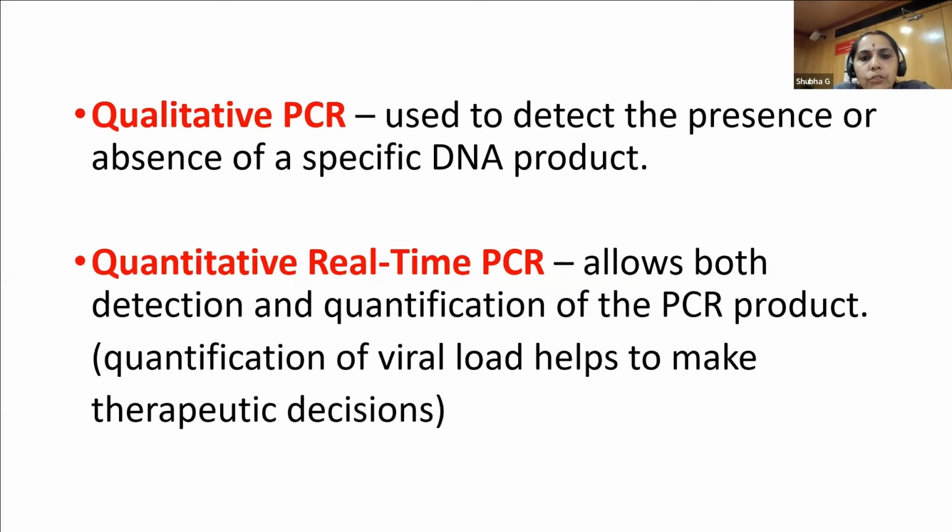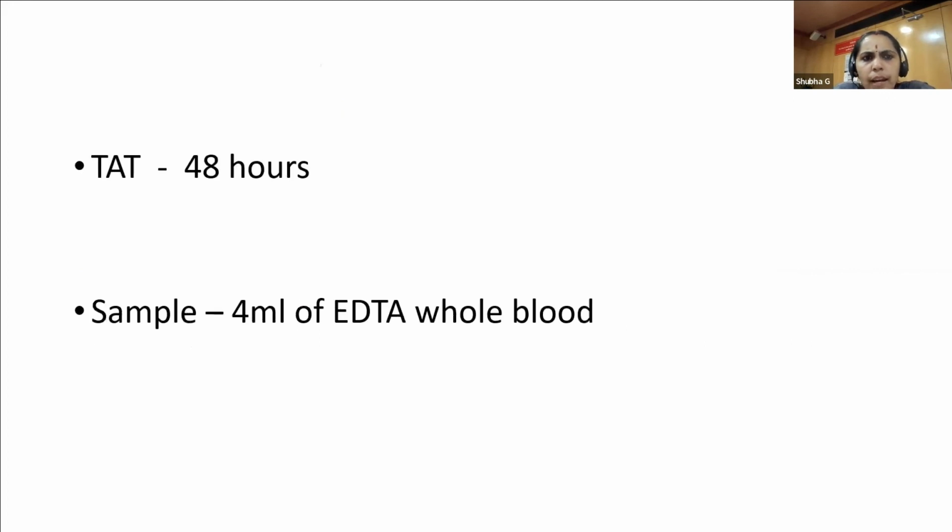So quantification of viral load helps to make therapeutic decisions. As we just heard from ma'am, the cutoff of 2000 international units is being used for starting treatment. So the turnaround time, TAT, for PCR in our lab is 48 hours. And the sample we require is 4 ml of EDTA whole blood.